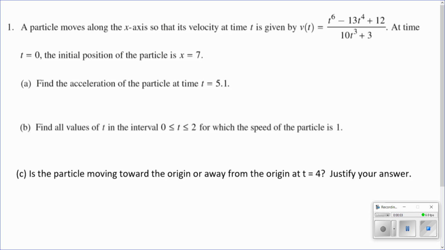I thought I'd run through these questions. This is mock test 3 that I sent out to you. It says a particle is moving along the x-axis so that its velocity at time t is given by the function up there. At time t equals 0, the initial position of the particle is x equals 7.